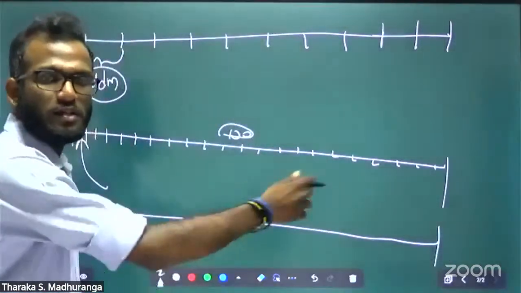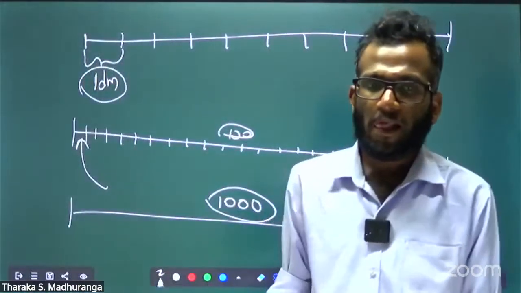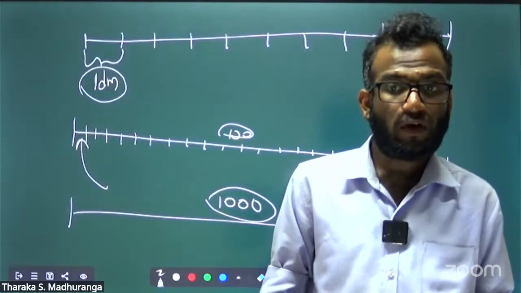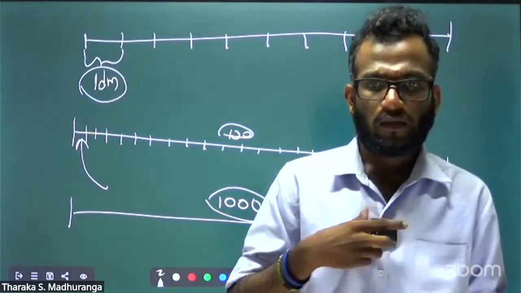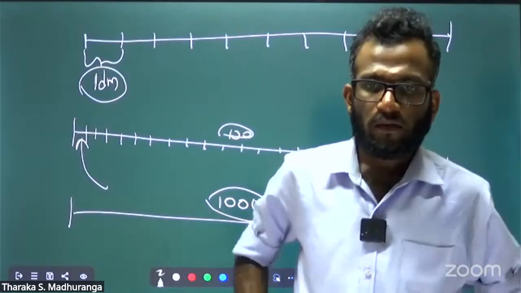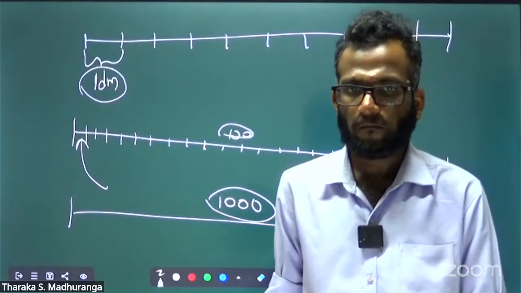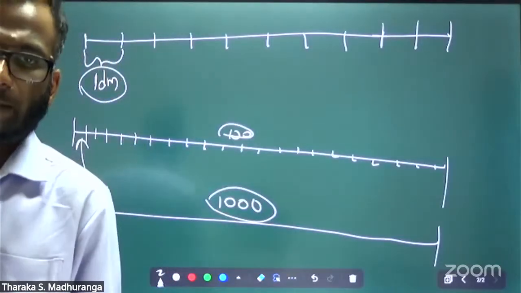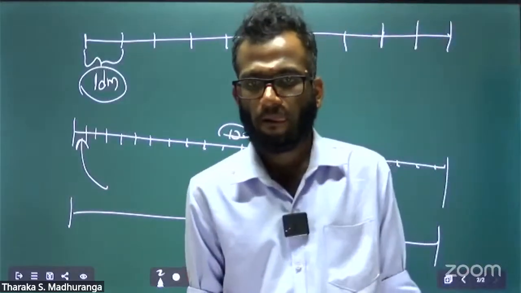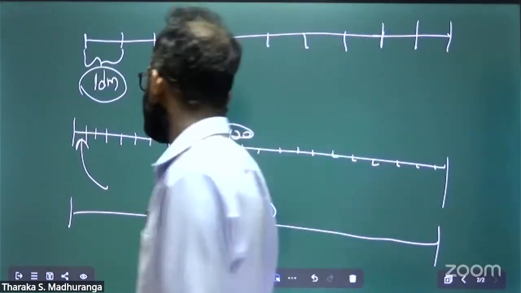Then 1 meter, if I divide into 1000 equal parts, then what is the name of one part? If I divide 1 meter into 1000 equal parts, then one part name is... no answers. You have a response. Very good. It is 1 millimeter.